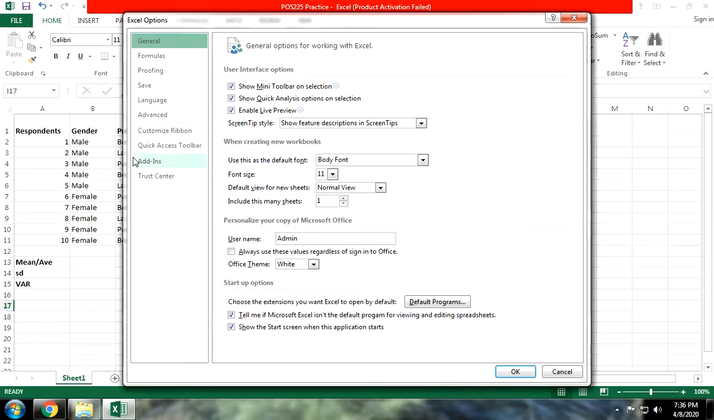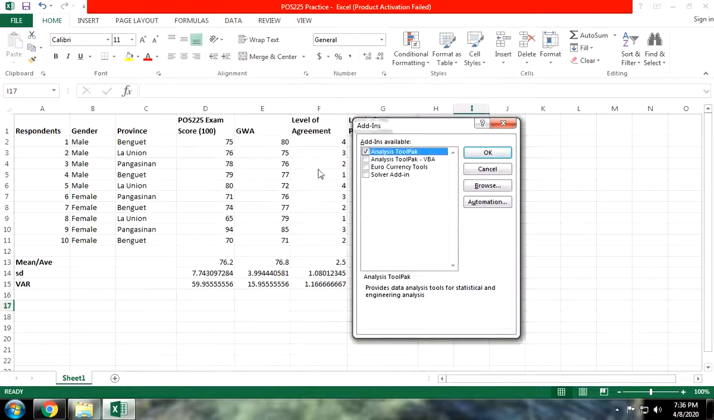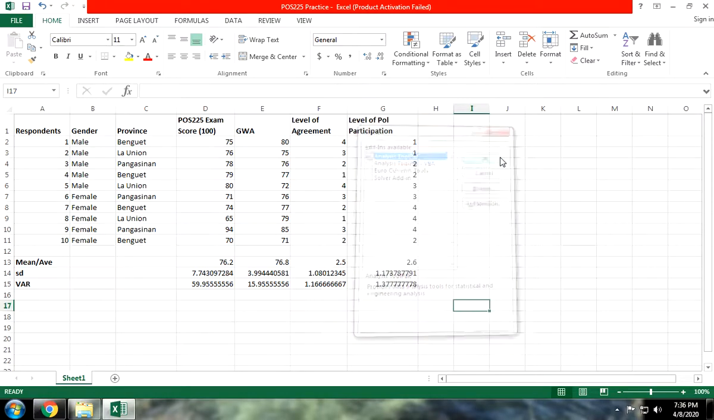Go to this tab. Click add-ins, then manage add-ins. Make sure Excel add-ins is selected, then click go. It wasn't checked before, so let's check it now. Under add-ins available, check Analysis ToolPak.